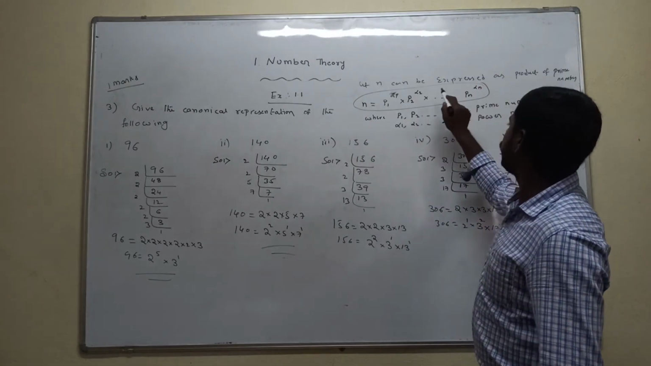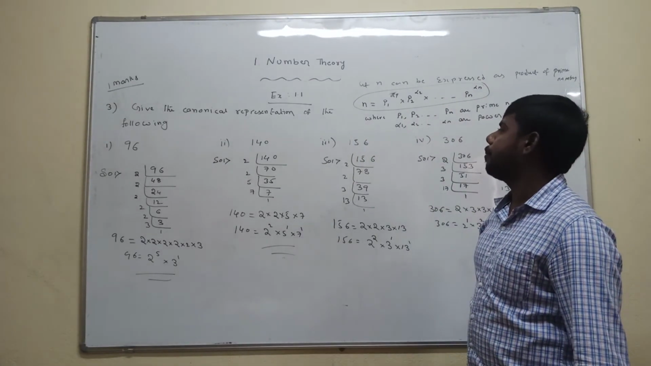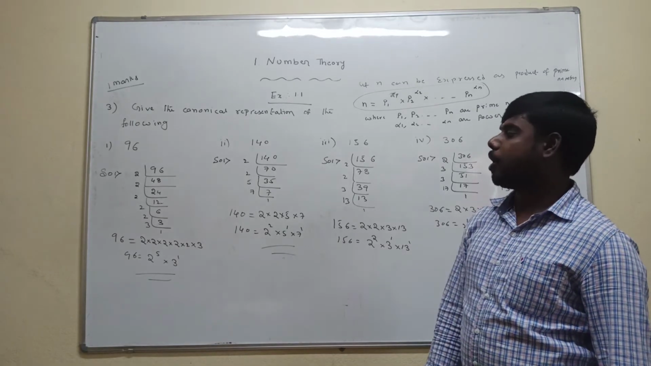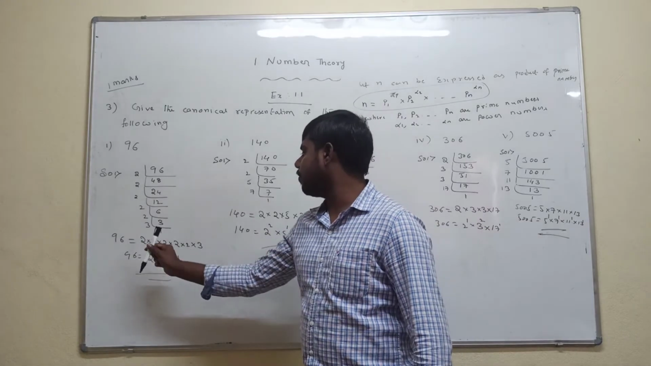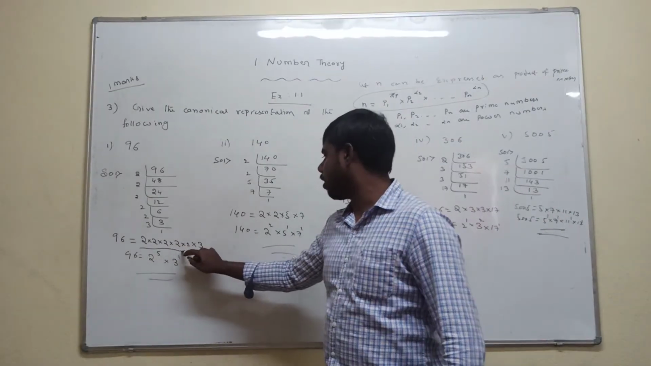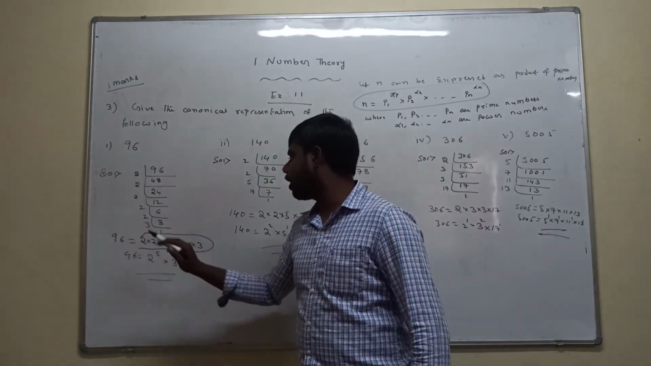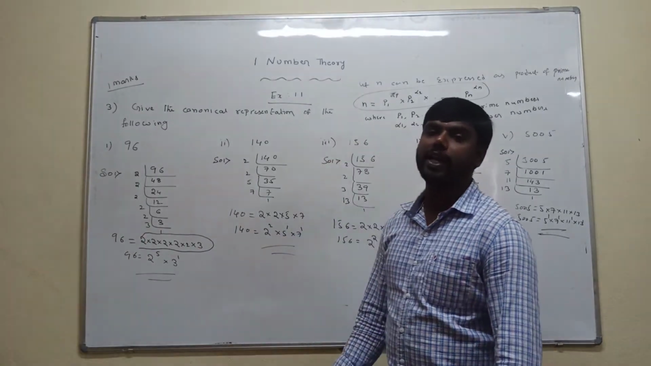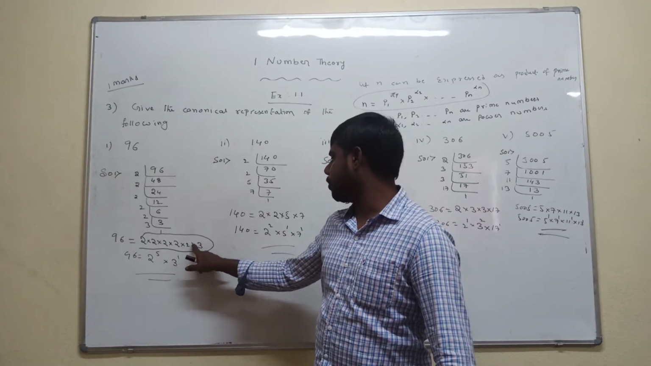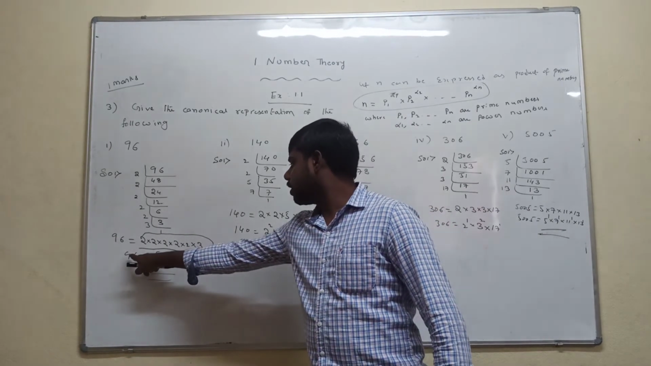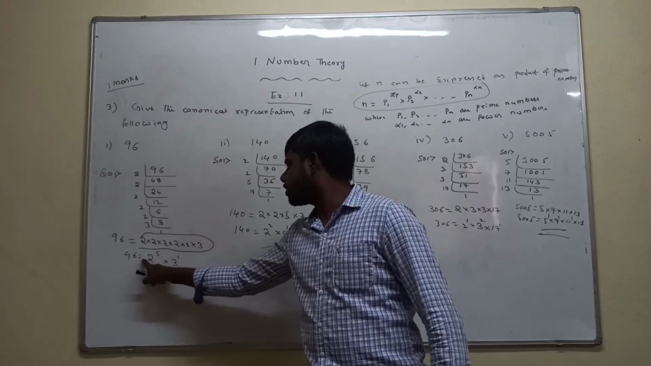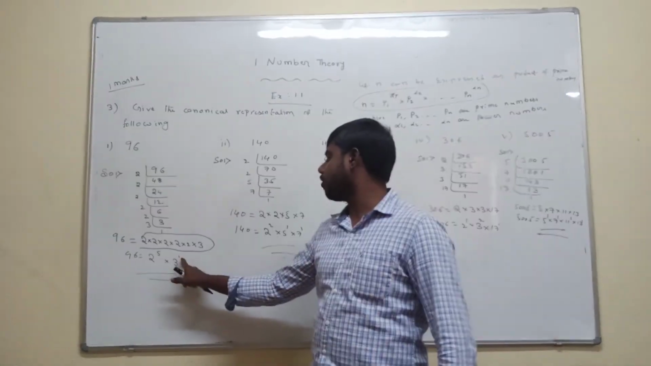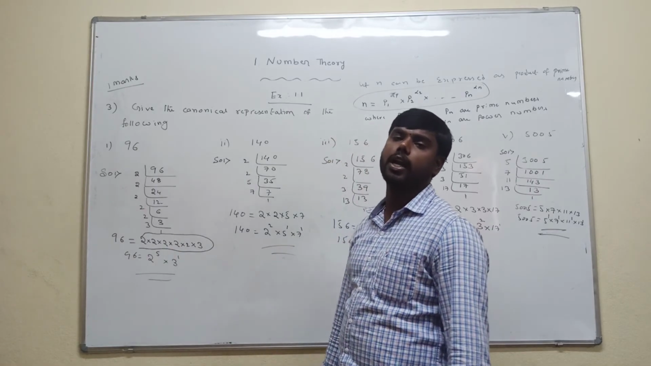That's why, to represent a number by the canonical method, we use the division method and finally we get the product of prime numbers. Here, 2 is repeated how many times? 5 times. 3 how many times? Only 1 time. Now 96 can be expressed by the canonical method as 2 power of 5 into 3 power of 1. It is a canonical representation.